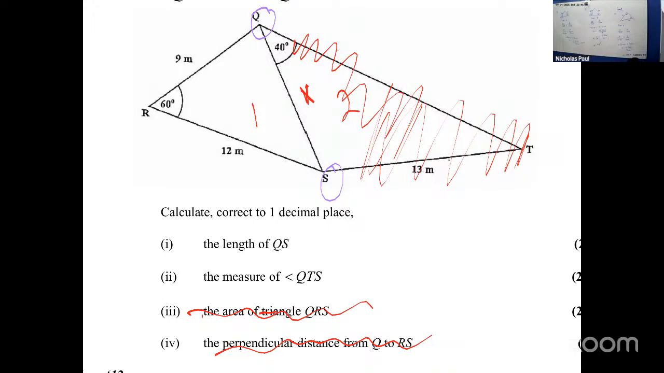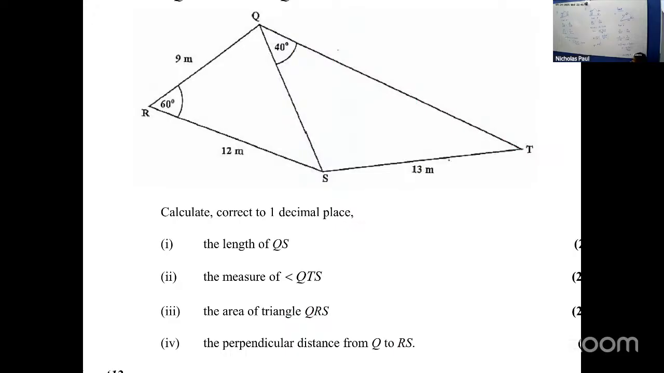Okay? So everybody try part 1 and 2, please. Ignore part 3 and 4. I didn't give you those formulas as yet. Everybody, work it out, message your answer, please.